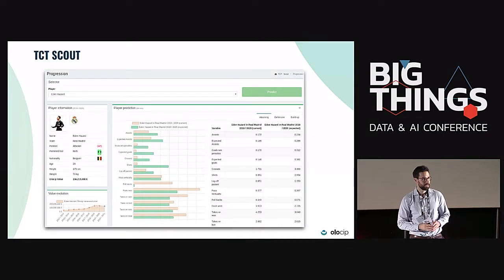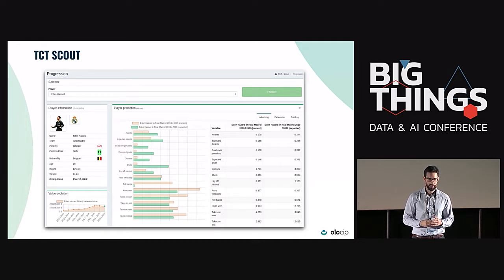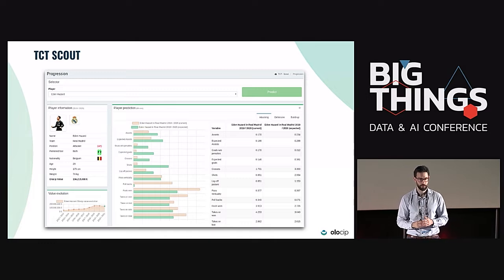So another functionality is to predict the progression of a player in the same team. In this case, we could predict the performance of Eden Hazard during the rest of the year. And if you are a Real Madrid fan, you can be happy because he's expected to improve a lot during the rest of the year.